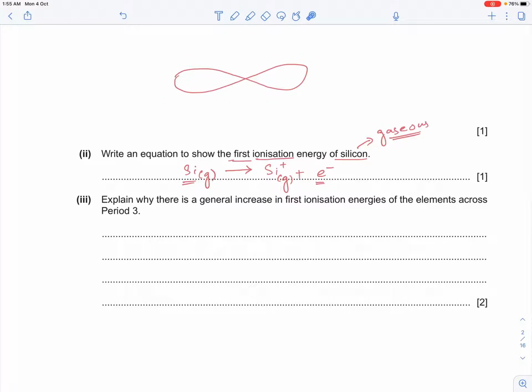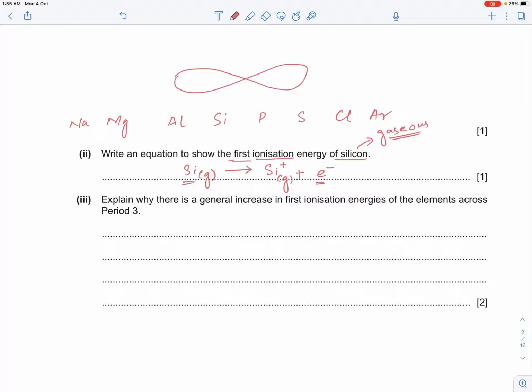All right, now in the next part, they're saying explain why there is a general increase in first ionization energies of the elements across period 3. If I just write the period 3 elements here, it contains sodium and magnesium, which are from the S block. Then after sodium and magnesium, we have aluminum, silicon, phosphorus, sulfur, chlorine, and argon.